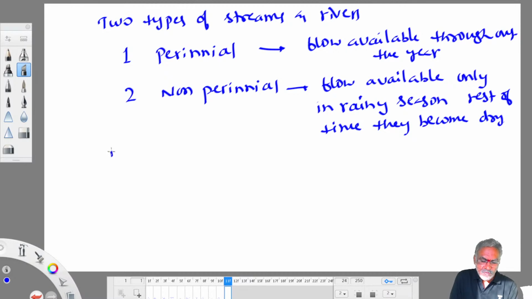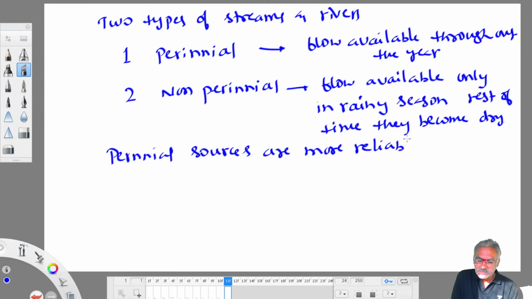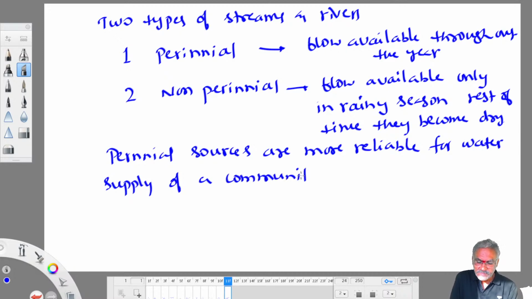So perennial sources are the reliable sources, more reliable for the water supply of a community. You can depend straight away on a perennial source. Non-perennial sources are less reliable, but there is a way to make them more reliable. Something you have to construct. That something is nothing but a reservoir.